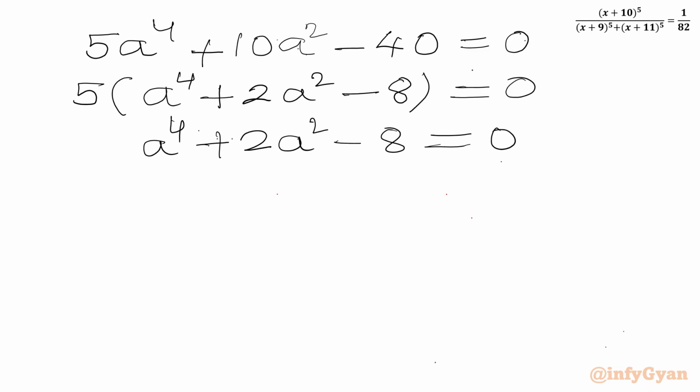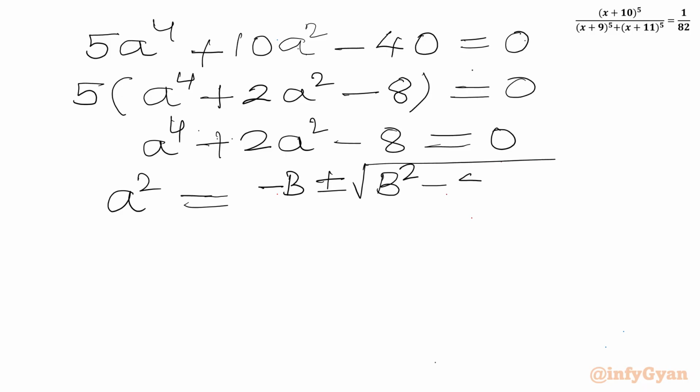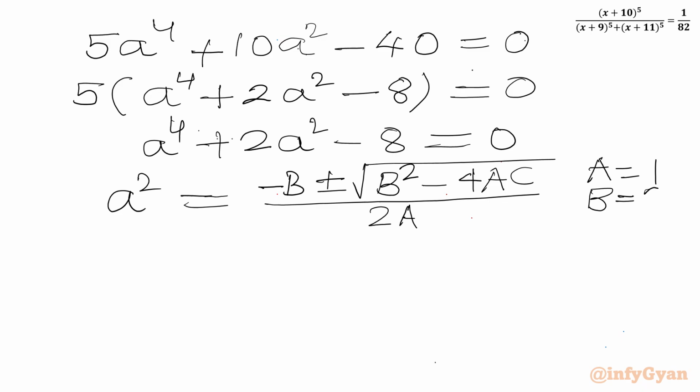This is one quadratic equation in a square. So we can find a square directly using the quadratic formula. If I write the formula, then minus b plus minus square root of b square minus 4ac over 2 times a. As per our equation, a is 1, b is 2, c is negative 8. Let's apply all the values.